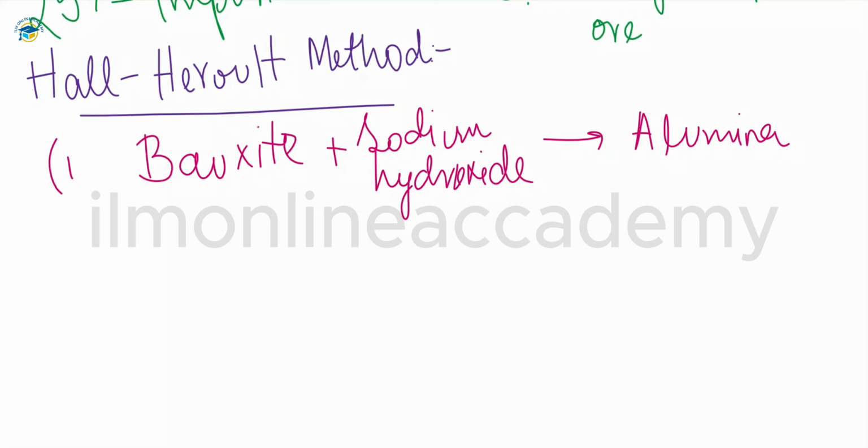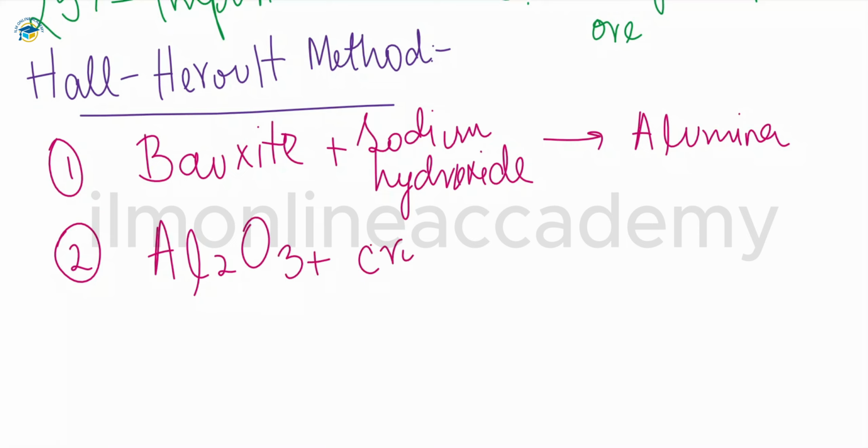The second stage: the purified aluminum oxide, or alumina, Al2O3, is then dissolved in cryolite. Why are we adding this cryolite? This is another ore of aluminum.